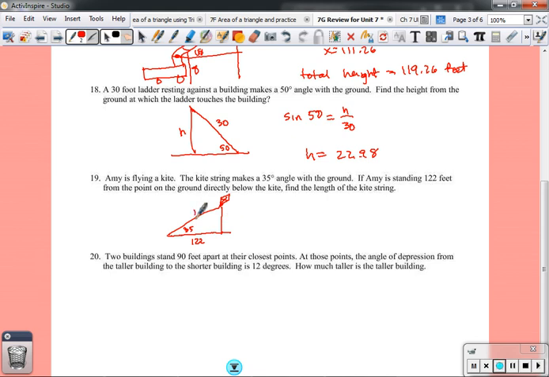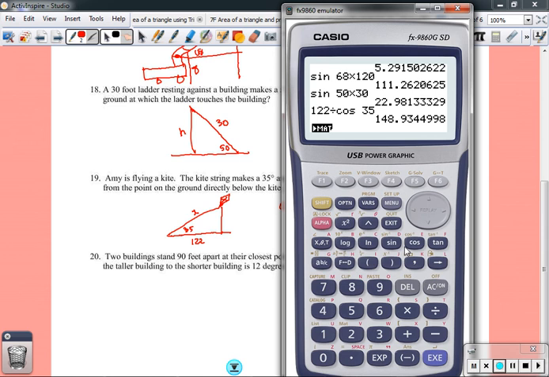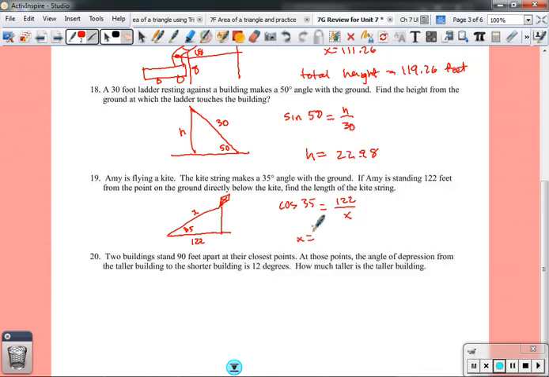Okay, so this distance here. So this is cosine. The cosine of 35 equals 122 over x. Now variable on the bottom, remember that means we're going to divide. So 122 divided by the cosine of 35 is 148.93. Alright.